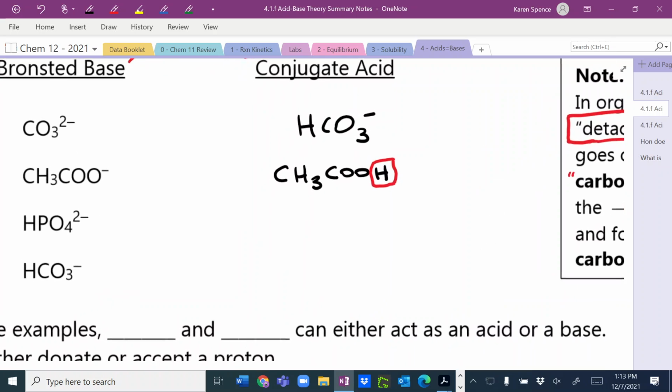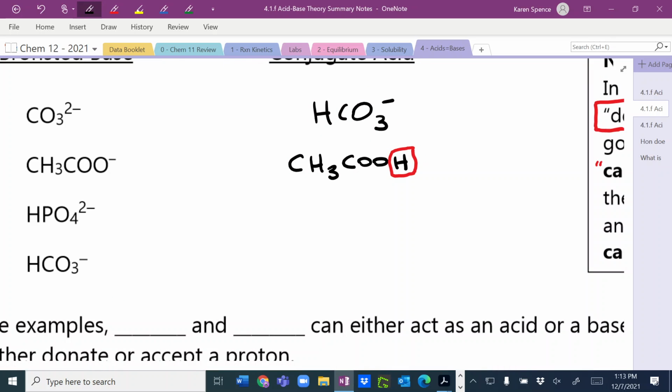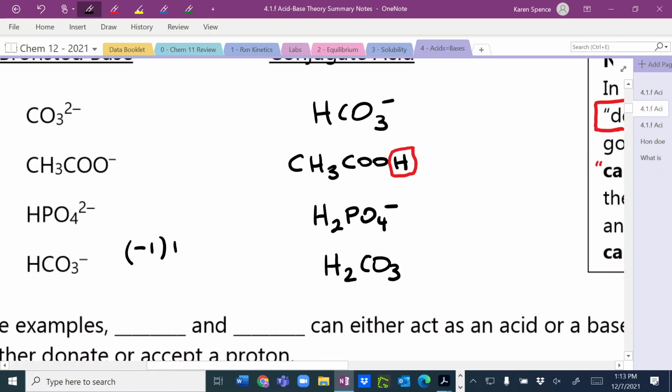What about our HPO4 2-? What do we get? The conjugate acid is H2PO4 minus. And HCO3 minus? The conjugate acid is H2CO3. What's its charge? Minus 1 plus plus 1 is 0, so it just has no charge whatsoever.